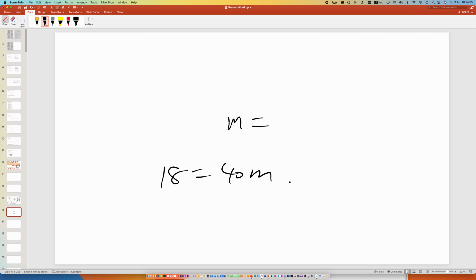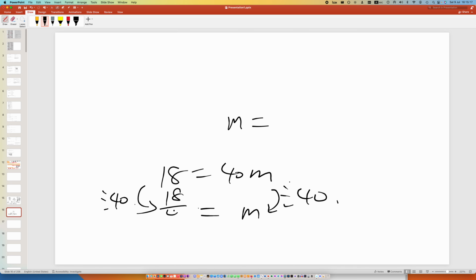So a lot of students, they don't know, okay, should I take 18 over 40 or 40 over 18? So how do you decide? Ask yourself, how do you get m? How do you get m here? m divided by 40. This one also must divide by 40. Then you know it's 18 over 40. Then you will not make mistake like, oh, 40 over 18 or 18 over 40. So there is no argument over whether I should take 18 over 40 or 40 over 18. Right? This is very clear cut, right?